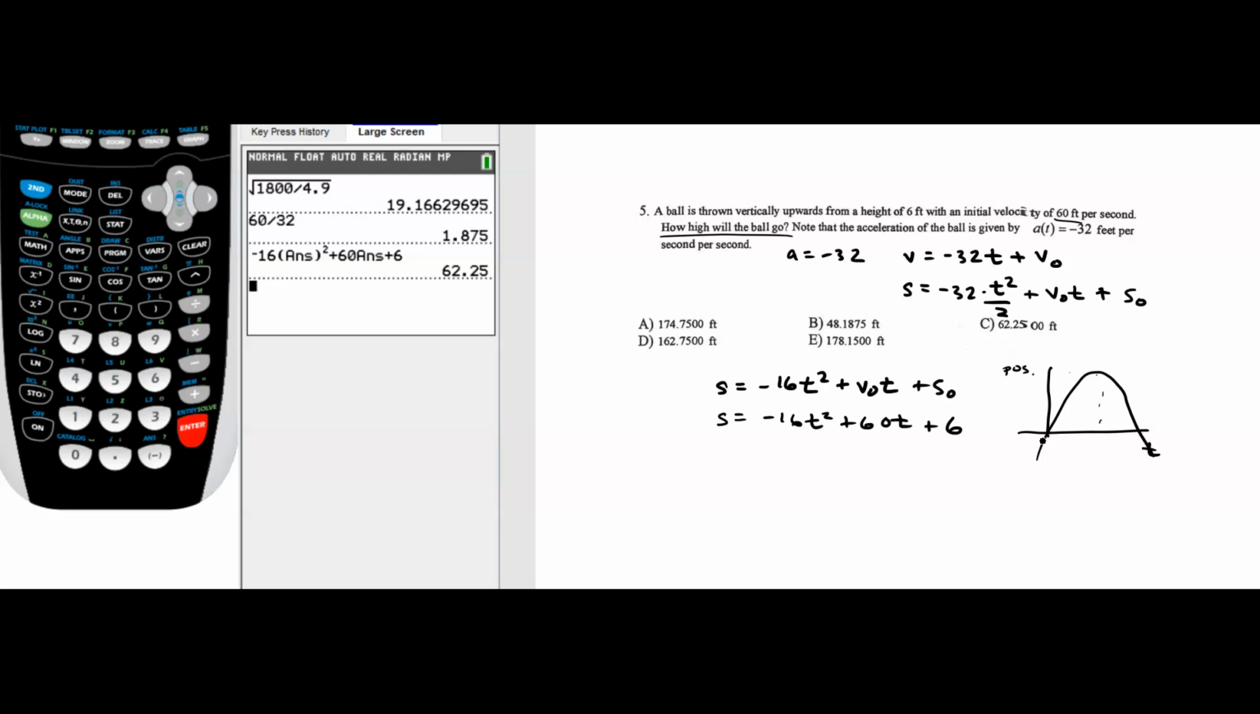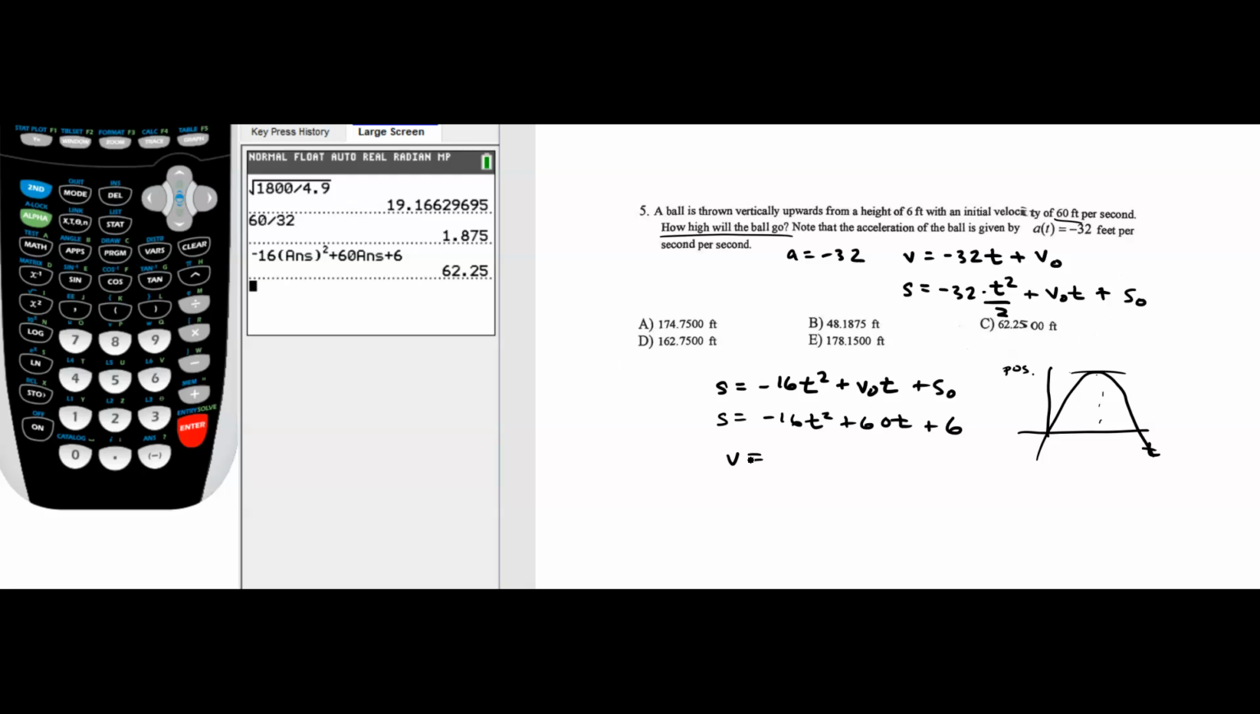So just a reminder, when an object's going into the air, it's going to have a positive velocity, and you can see that in this picture. And when the object is going down, it's going to have a negative velocity. And again, you can see that in the picture. So we need to see not when the velocity is positive or negative, we want to see when is that velocity, the rate of change of that position function, equal to 0.